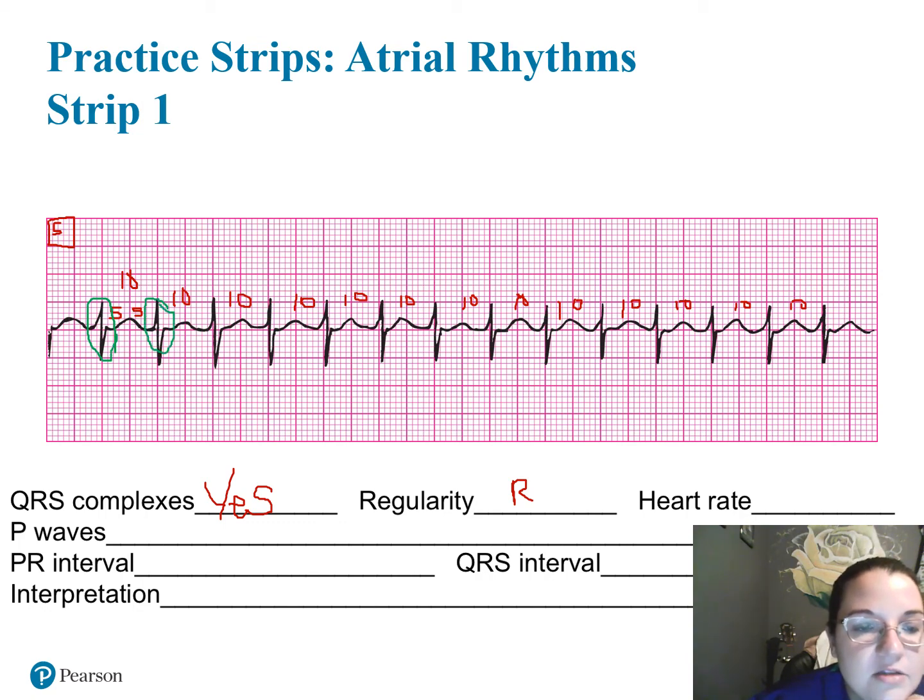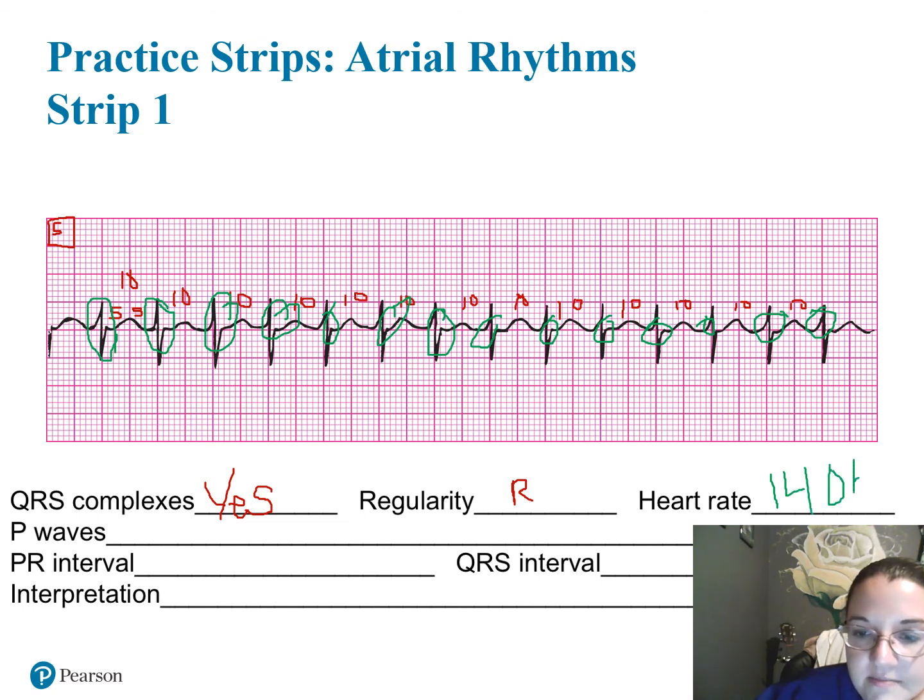10, 20, 30, 40, 50, 60, 70, 80, 90, 100, 10, 20, 30, 40. So my heart rate, my mean average for this regular rhythm so far is 140 beats per minute.